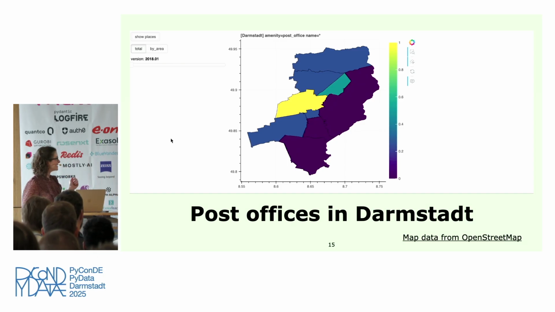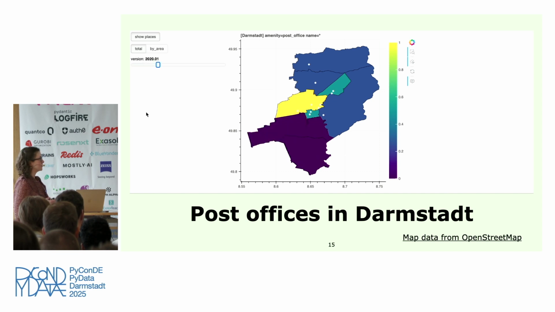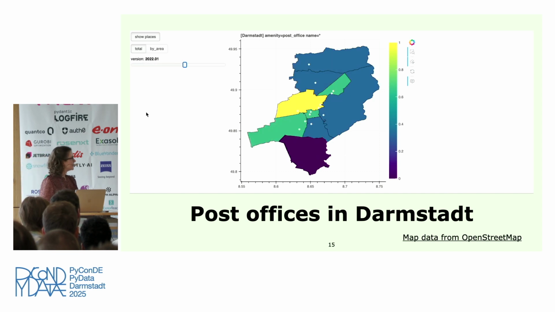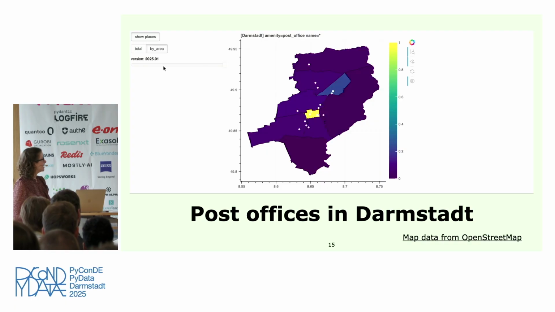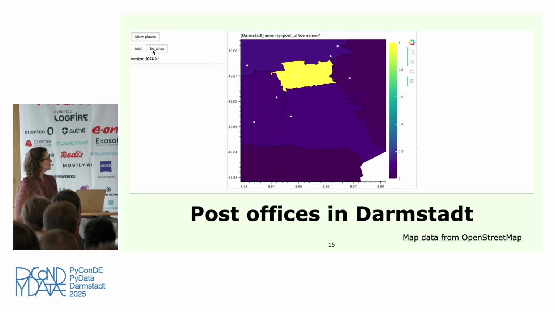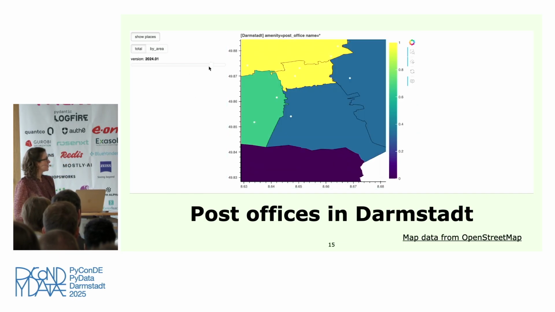Let's take a look at what this looks like. So we can see how more and more places are added to the database, these white nodes, how it changes over time. Also by area, surprise, surprise, Darmstadt Mitte has the most there. Then we can zoom in and maybe see how things have changed. So here's a node. It was there in 2023, not in 2024.